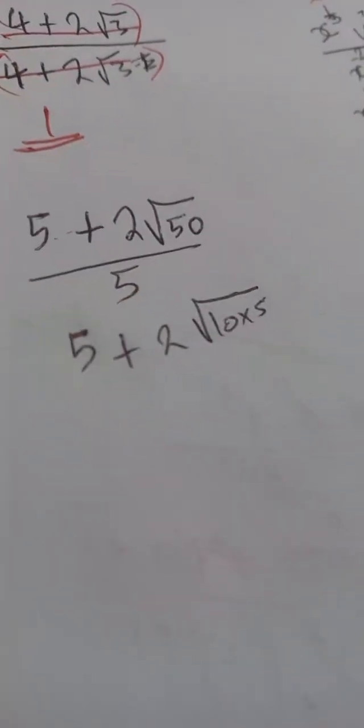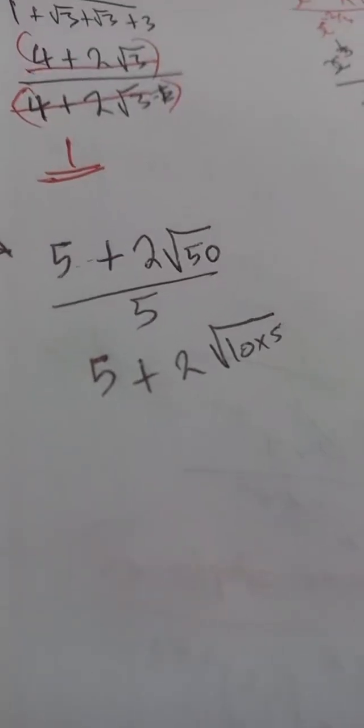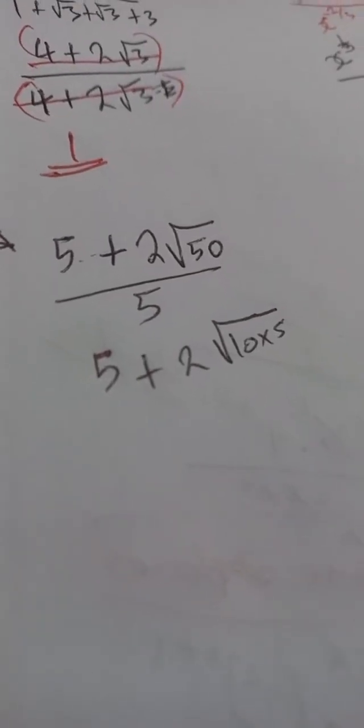Square root of 10 times 5, right? No, the question will be saying, don't use a calculator. Don't use a calculator. Okay, we cannot find the square root of 10 here. That's 50. 25 by 2. Let's use 2 and 25.